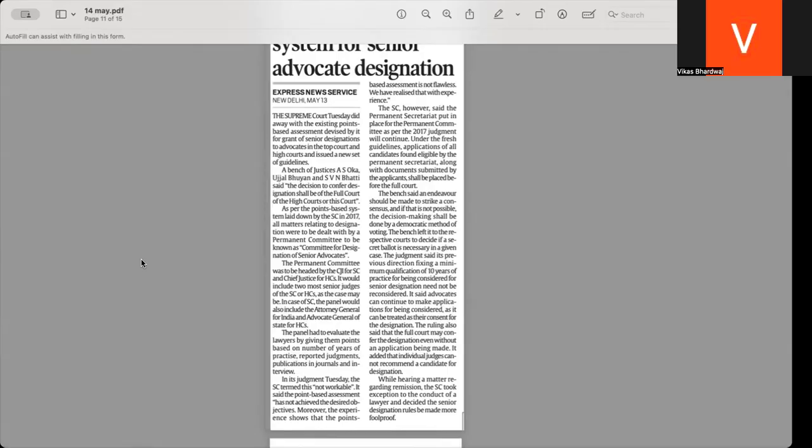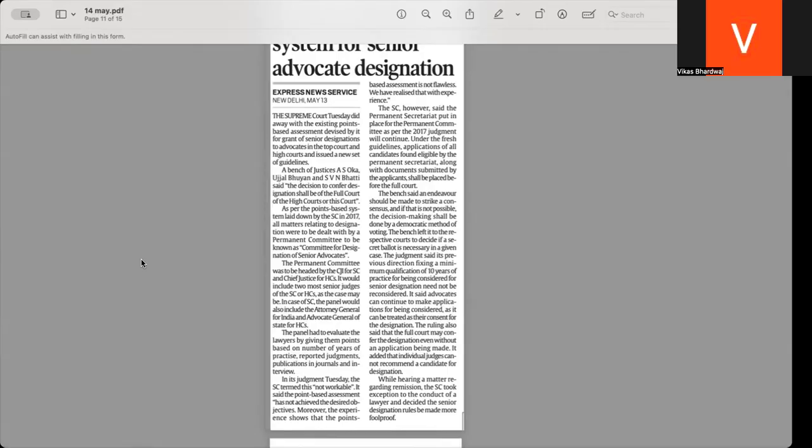As per the point-based system laid down by the Supreme Court in 2017, all matters related to designation were to be dealt with by a permanent committee known as the Committee for Designation of Senior Advocates. It was headed by the CJI for the Supreme Court and the Chief Justice for High Courts, including the two most senior judges of the Supreme Court or High Court, as the case may be. The panel had to evaluate the lawyers by giving them points based on the number of years they have practiced, reported judgments, publications, and an interview.